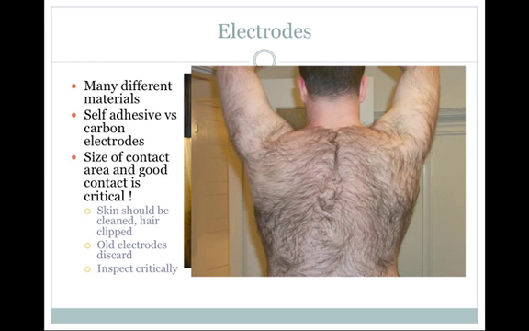Also, just inspect them critically. You'll see a stimulation pattern where the charge is coming through after you've been using one a few times, and if that's really small, you should probably change manufacturers of your electrodes. But the other thing too is just discard them and try another pair.